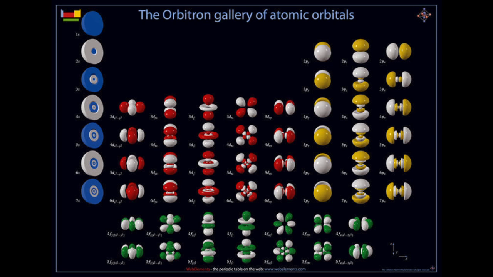Here is a more complete version of all the orbitals. The white is your negative phase and the colors are the positive phases. As you can see, as you go down the periodic table, more phase oscillations occur inside the orbitals, and as you go down each row, one more internal node is added. The blue and white are the s orbitals, the yellow and white are the p orbitals, the red and white are the d orbitals, and the green and white are the f orbitals.